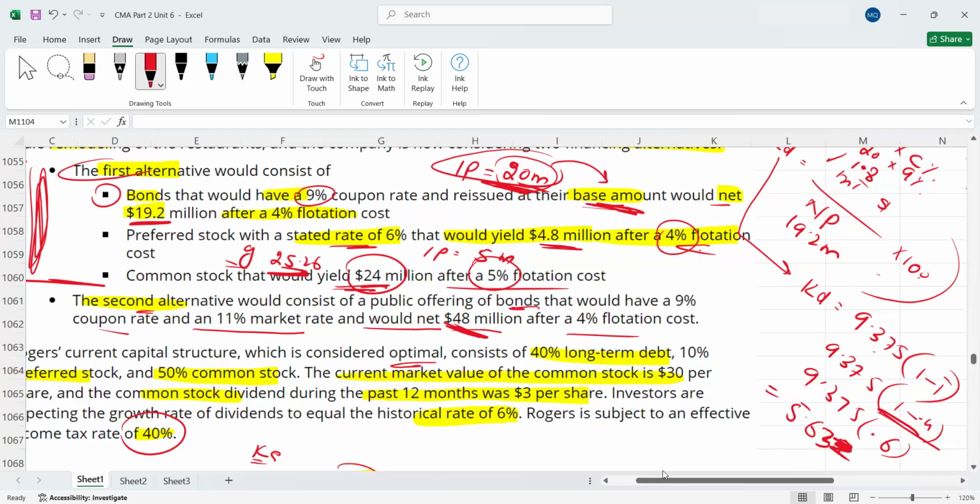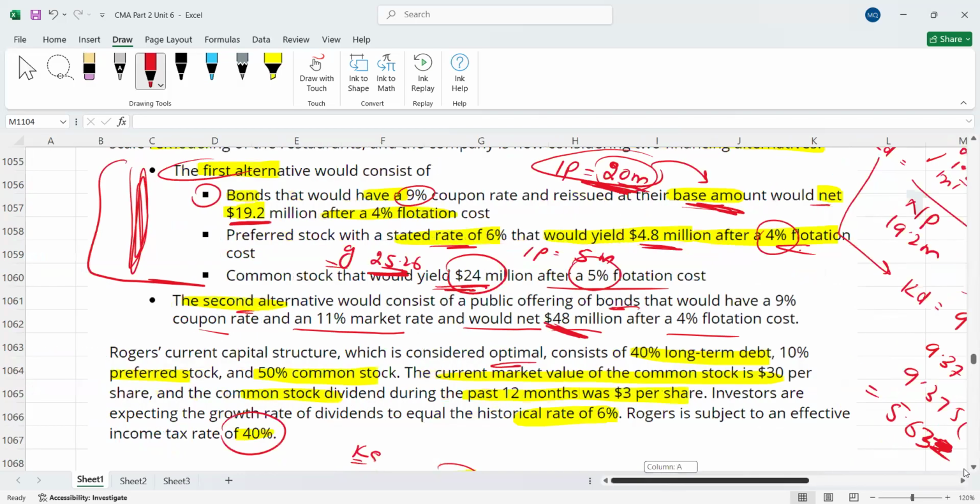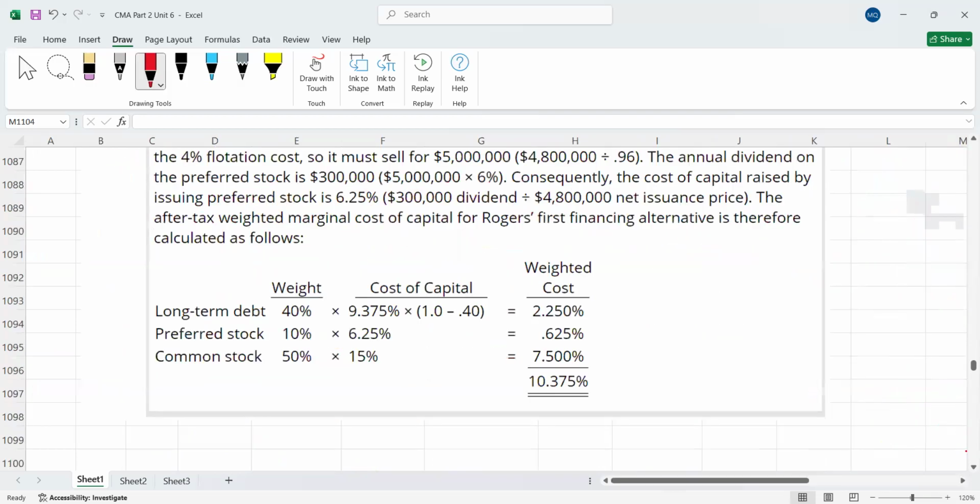So cost of debt we calculated. Just cross-check in the solution. Is it correct or not? So 9.375 into this, you will get that figure, right? It will be 5.625. So here I can write this figure directly: 5.6263 or 5.63. So I am writing directly here 5.63. Okay, this figure is the cost of debt.